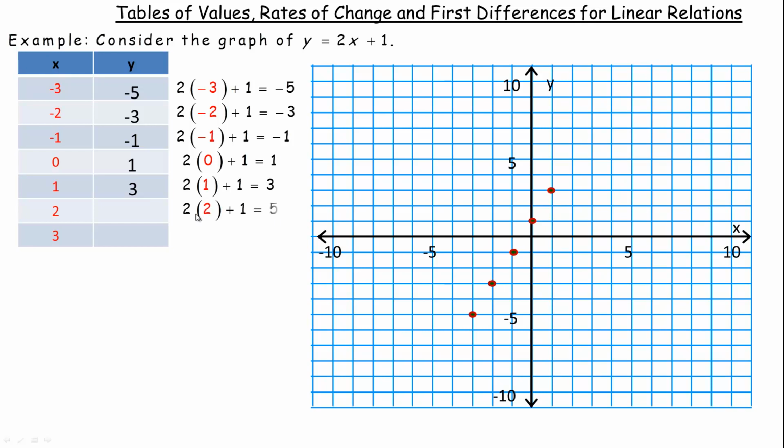And so 2 next gives you 5. So put a 5 here. And plot 2, 5 would be right there. And the last one, putting 3 in, 6 and 1 add to 7. So that's a 7. So this is going to be the point 3 comma 7.